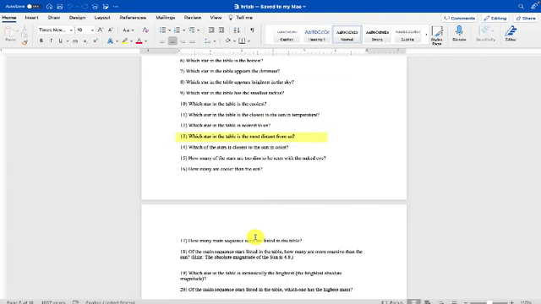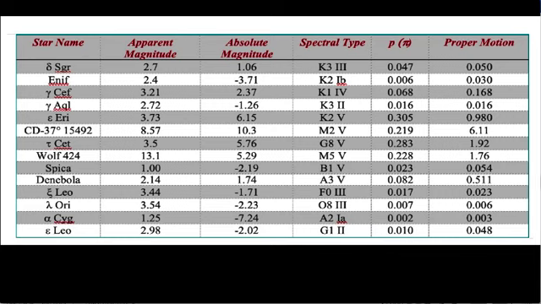The next question asks for the most distant star. We therefore look for the star with the smallest parallax angle. Alpha Sig has the smallest number, so that makes it the most distant.